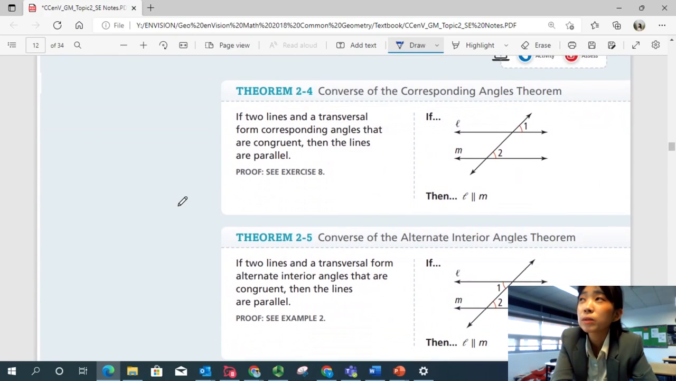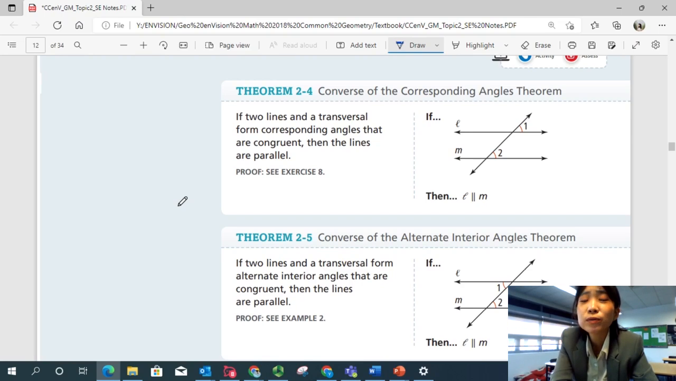Theorems 2.4 and 2.5 are converse of corresponding angles theorem and alternate interior angles theorem. What is a converse? Converse comes from the theorem. So converse is another theorem that you could say using the original theorem.